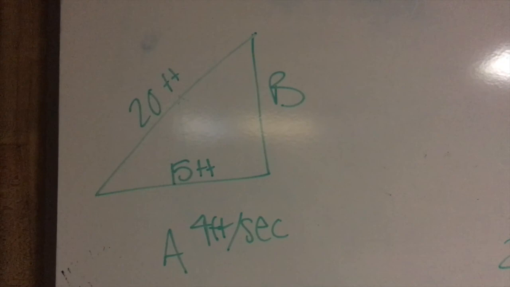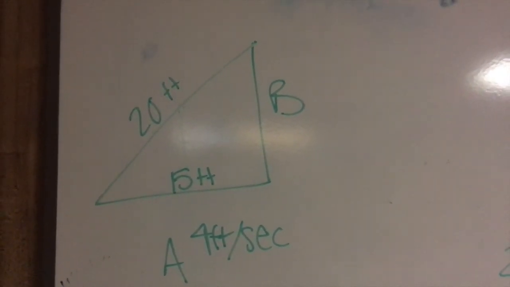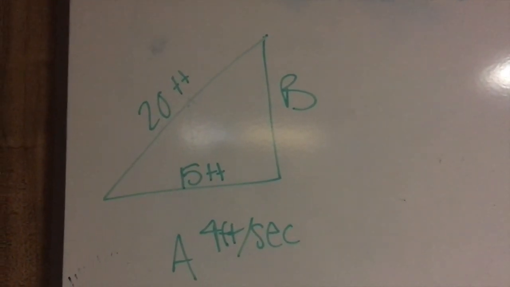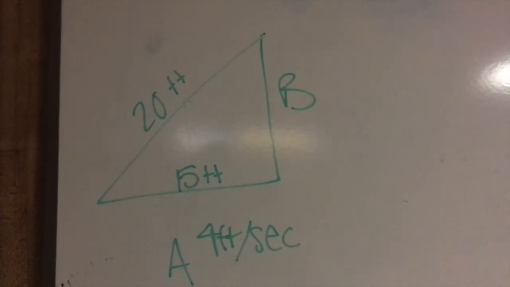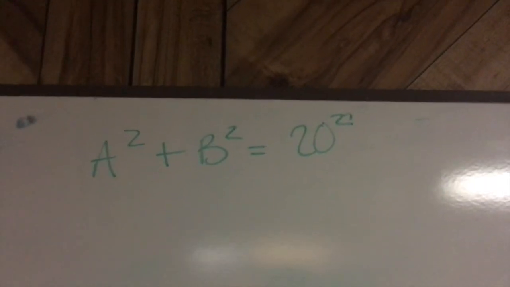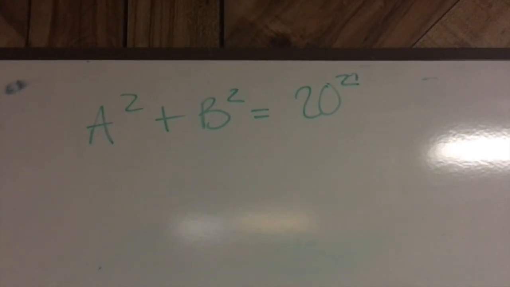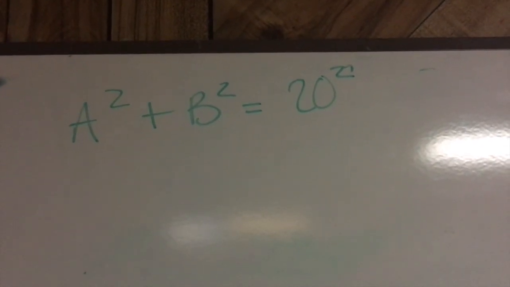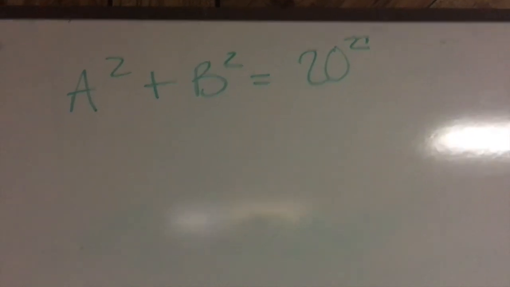For the second part of the problem, it states that Joe is running at 4 feet per second into a 20-foot ladder that is 15 feet away from the wall. We are solving for the rate at which the ladder moves up the wall when Joe hits it. To start this problem off, we start with A squared plus B squared equals 20 squared. A squared being the distance away from the wall, B squared being the distance the ladder is moving up the wall, and 20 is the length of the ladder.